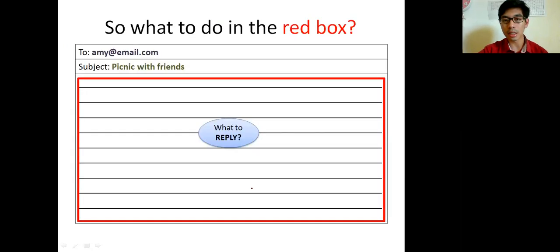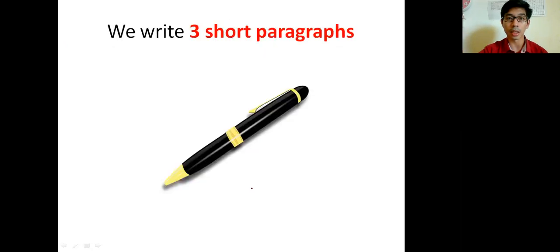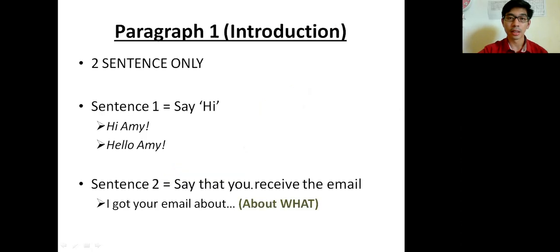Okay, so in this red box, we just fill in three short paragraphs. Tiga perenggan pendek. Jadi macam mana kita buat perenggan pendek ini? Okay, let's start with paragraph one. Paragraph one, perenggan satu, we do the introduction. Okay, introduction. How many sentences for the introduction? Two is enough. If you have more, then up to you. But two is enough for this level. Okay?